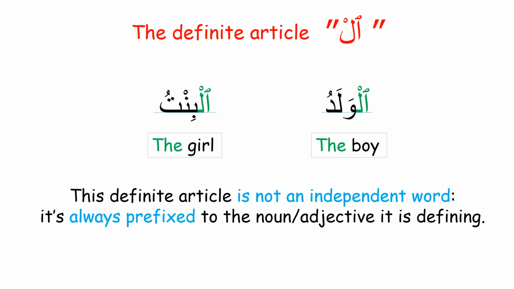Kindly note that the definite article al is always prefixed to words. This particular detail cannot be overstated. So again, the definite article al is not an independent word. Therefore, it is always prefixed to the word it's defining.